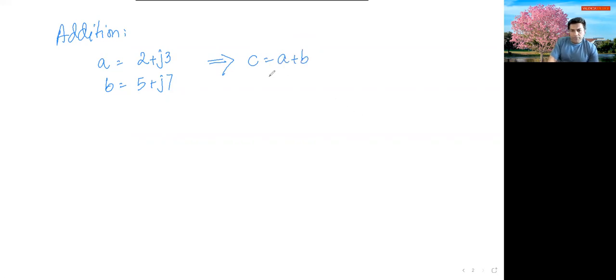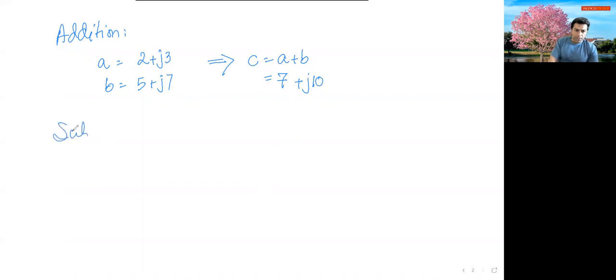So if the numbers are given in the Cartesian form, you can very simply add real parts together of all the numbers that you're adding and then imaginary parts together. So in this case, it's going to be 2 plus 5, which is 7, plus j, 3 plus 7, which is 10. So the result is going to be 7 plus j10. Very simple.